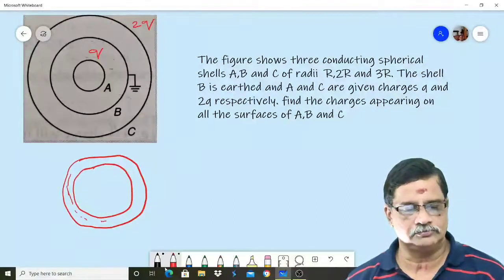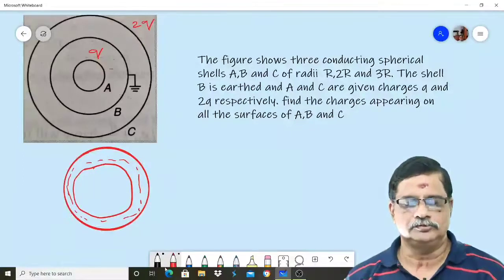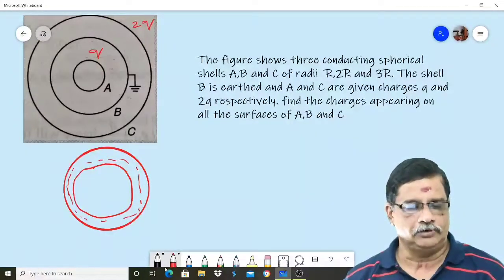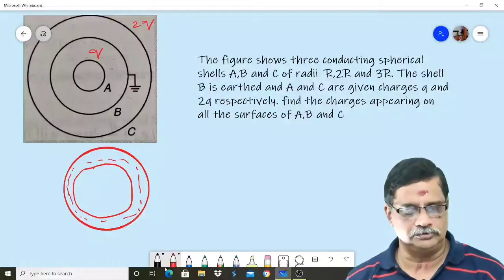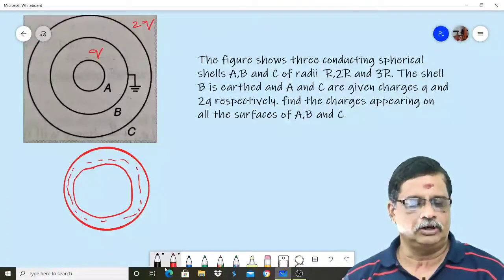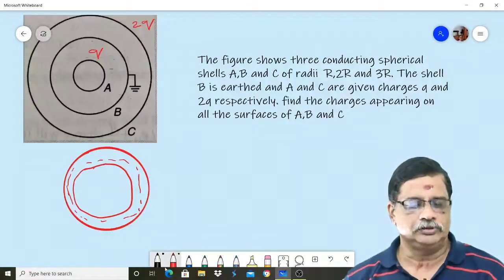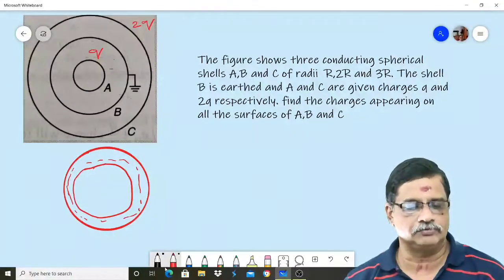This Gaussian surface is drawn through a conductor. You know that there is no electric field inside a conductor under static condition, and further this sphere is not given any charge. Therefore the net charge inside this conductor should be 0. But already there is a charge Q on the surface of A, and A is enclosed within B. So a charge equal to minus Q should appear on the inner surface of B.